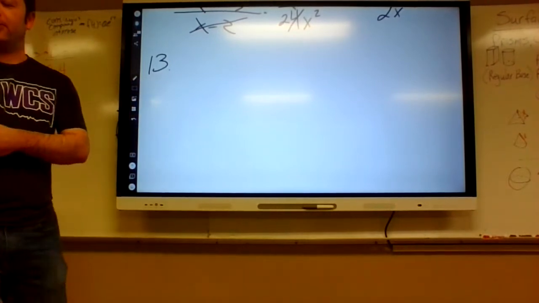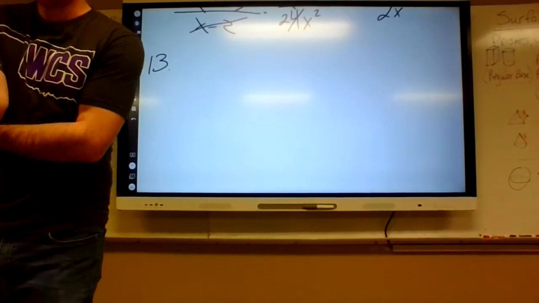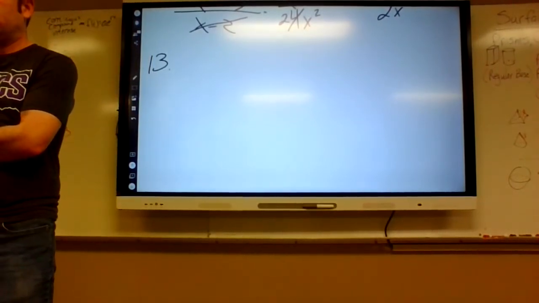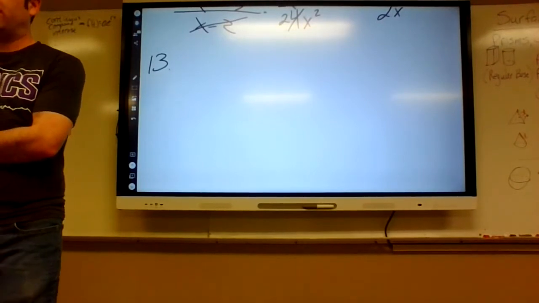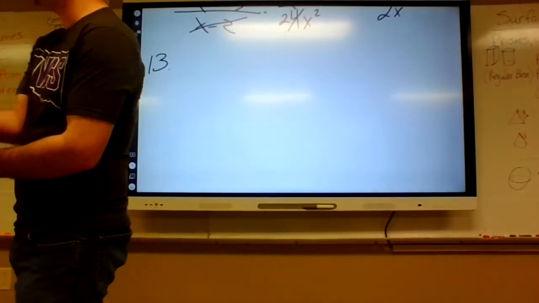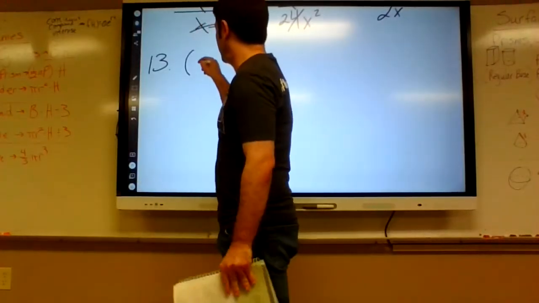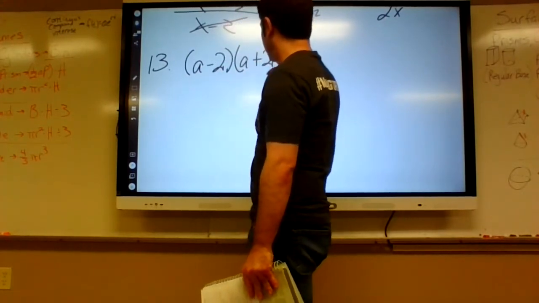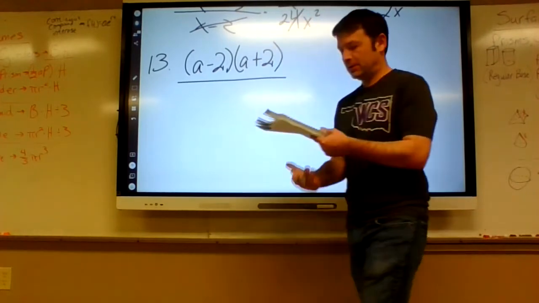13. Maybe I'm not going to write all this down, it'll take me too long. A squared minus 4. How do we factor that guy? Yeah, square minus a square. The roots are a and 2. So you just do one with an a minus 2 and one with an a plus 2. The order does not matter.